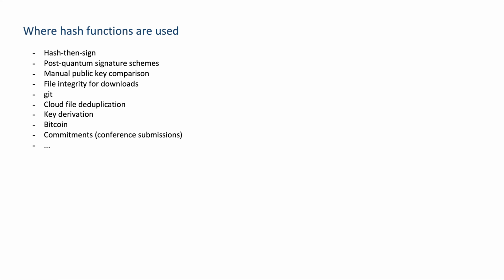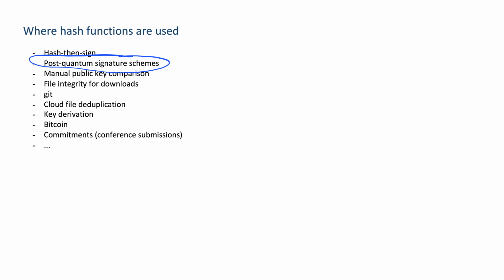So now that we understand these functions a little bit better, let's briefly talk about where they are used in practice. One of the applications you already know is hash-then-sign. Basically, all the practical signature schemes that I happen to know use hash functions to hash the message into something that's more usable for the signature scheme.